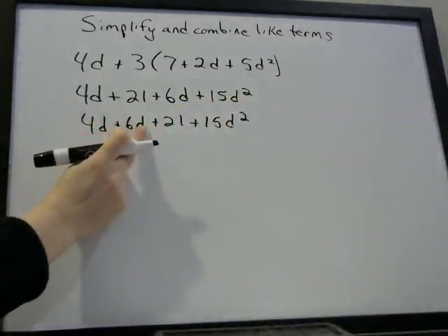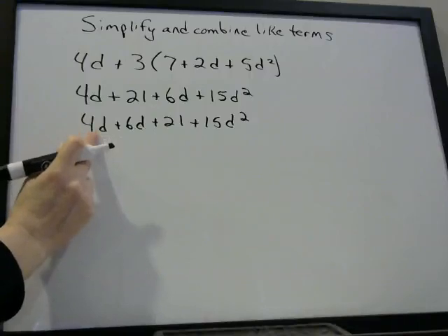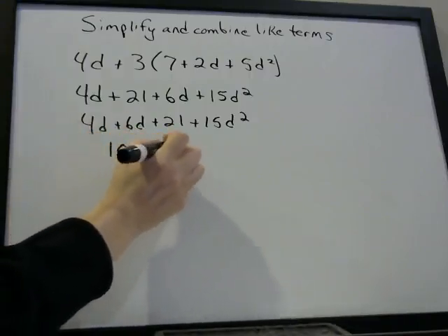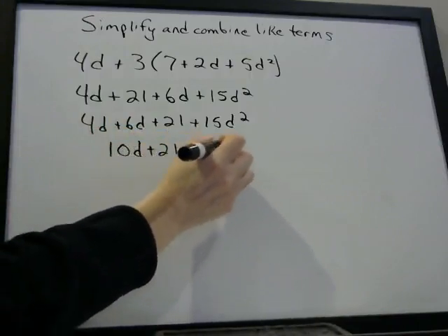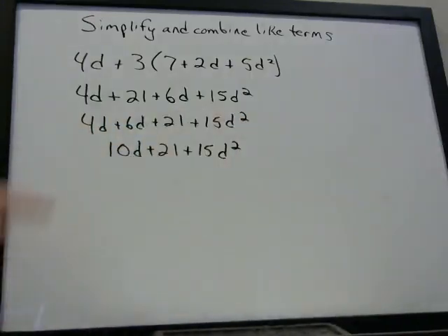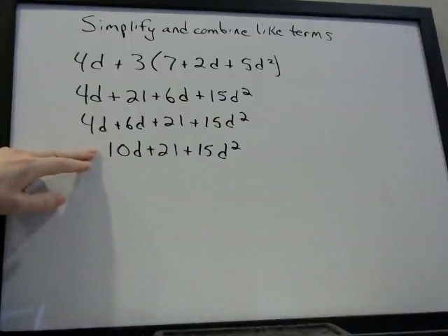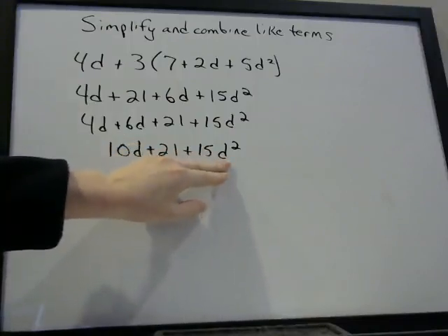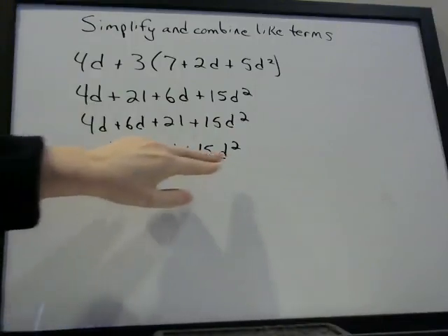Since here's a d and here's a d, we can combine these. So 4d plus 6d is 10d. We cannot simplify this any further. This is a d, this is a d squared. They're not the same thing, so you can't combine them. So this would be the answer to this problem.